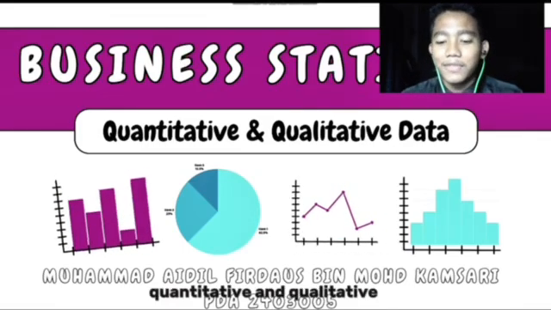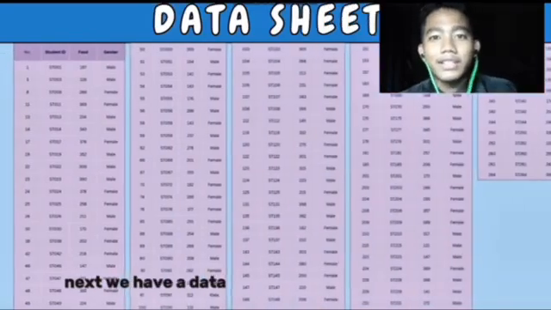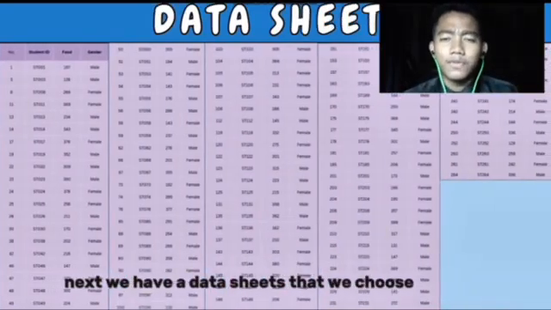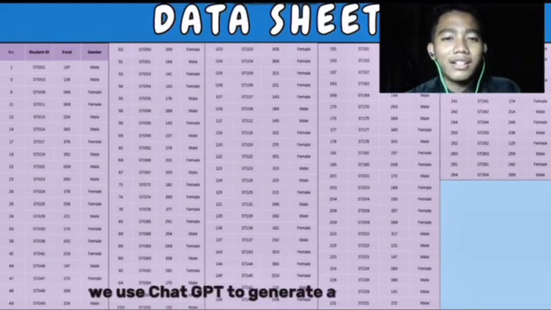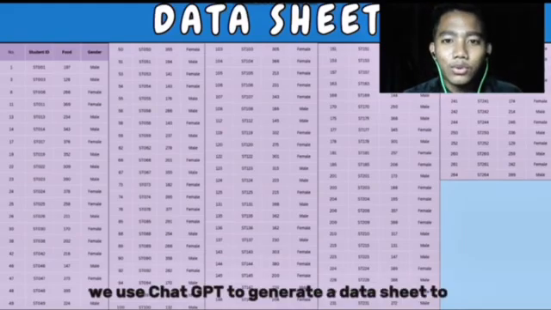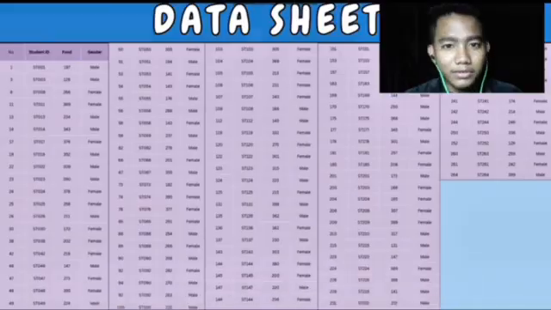Today I would like to tell about assignment business statistics, quantitative and qualitative data. Next, we have a data sheet that we choose from ChatGPT. We use ChatGPT to generate a data sheet for our sampling.